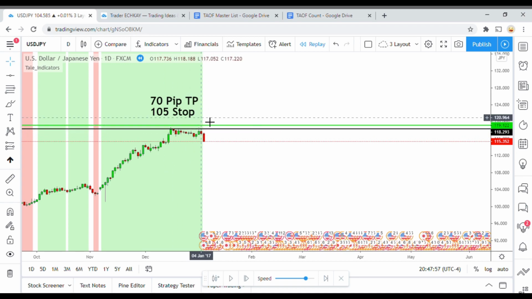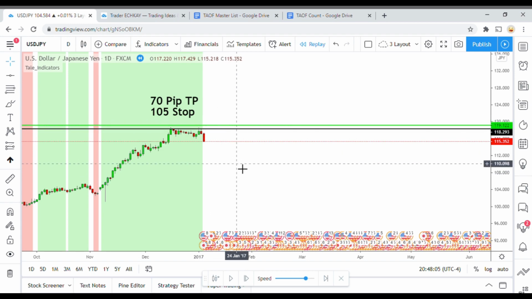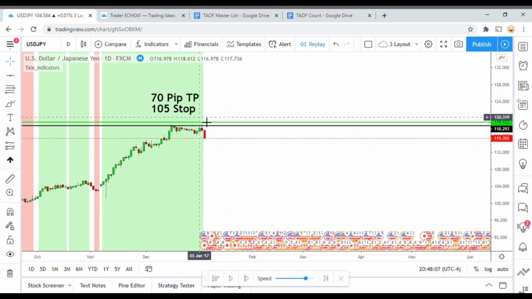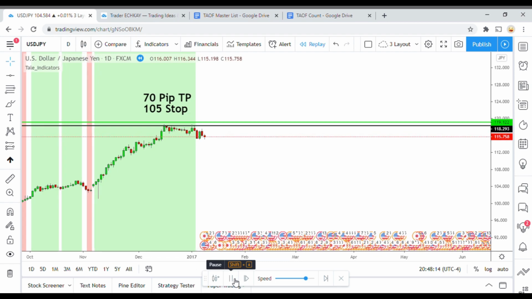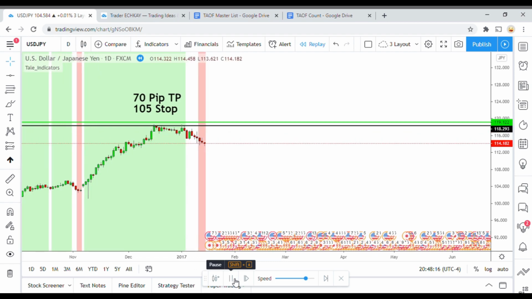Market makers will purposely run price up into these areas to pick up a bunch of long orders, and they're taking a position against it, and then they will shove the price action downward. And so let's see what they do here.